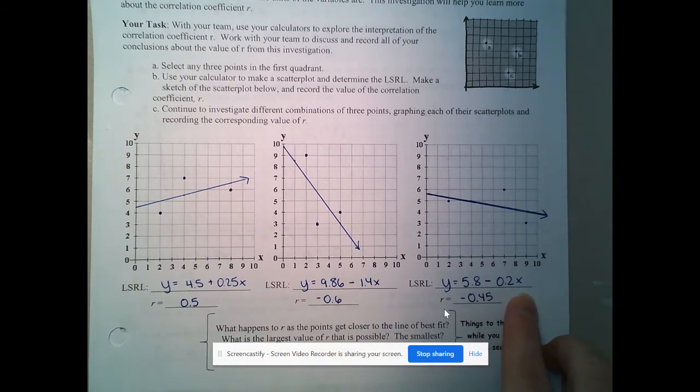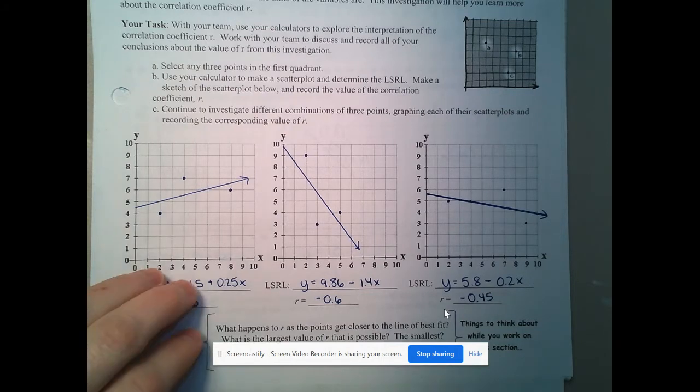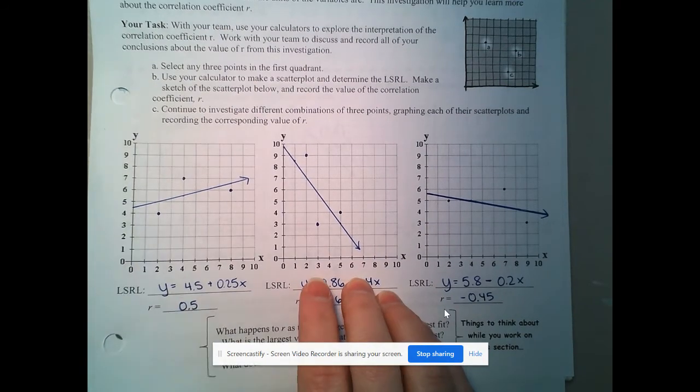And then over here on the right, I picked 3 more points, and I had a negative slope, also had a negative correlation coefficient. So for right now, the first thing we know is that positive slopes have positive R values and negative slopes have negative R values. Just the place to start there.